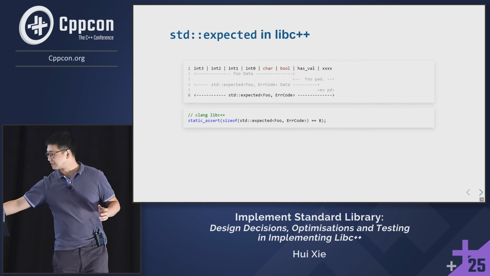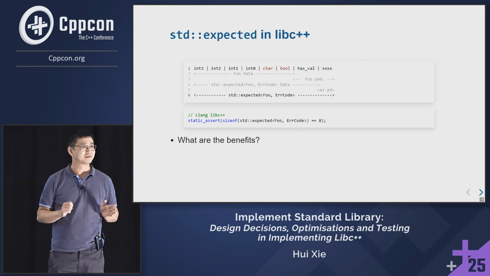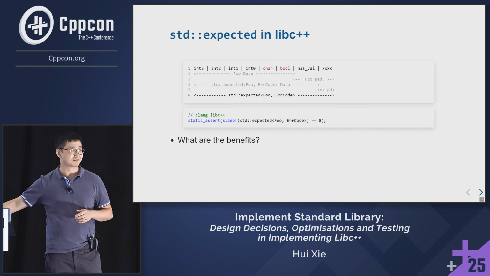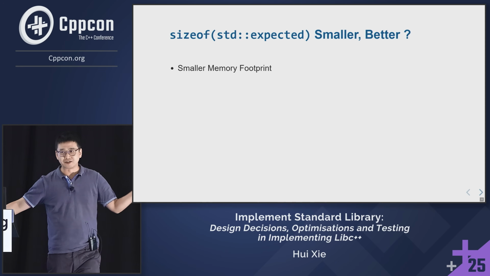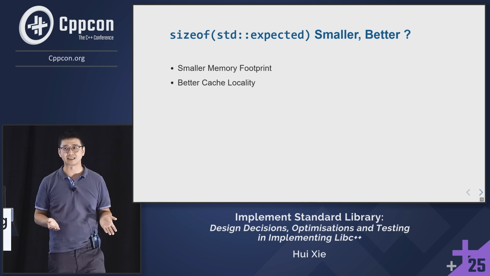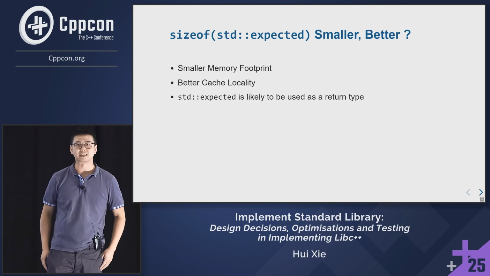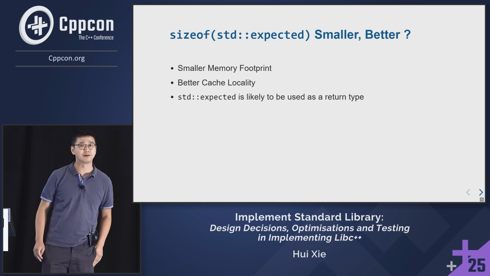And what are the benefits of having smaller types? Any ideas? Better cache locality. Right, exactly. The user benefits: we get smaller memory footprints and better cache locality. And I have one more observation, because std::expected is a type that is likely to be used as the return type of a function.